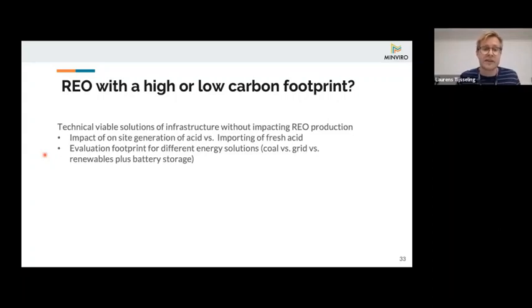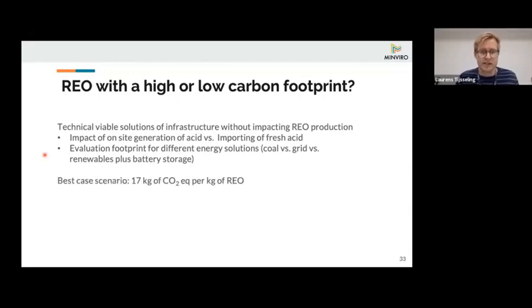And we looked at different energy solutions. So do we want to produce energy on site? Do we want to connect to the grid? Well, in Malawi, the grid's a bit unstable, so you would need to have some support energy anyway. And what would the impact be of placing renewable energy combined with battery storage on site?